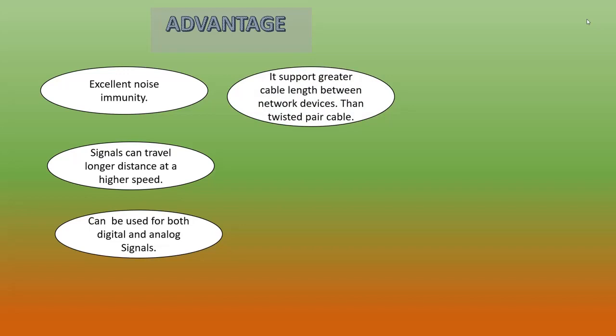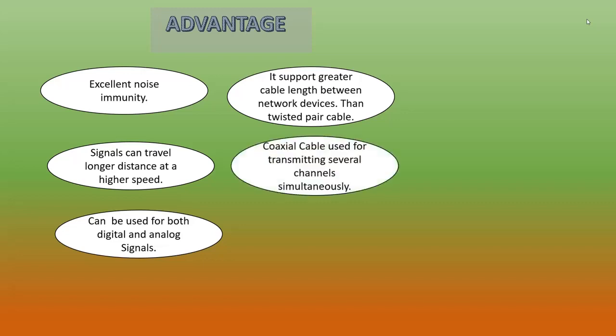through coaxial cables. Once again, go through the advantages. It has excellent noise immunity, and can be used for longer distance communication when compared with twisted pair cable. It can be used for both digital and analog communication. And it supports greater cable length between network devices than twisted pair cable.